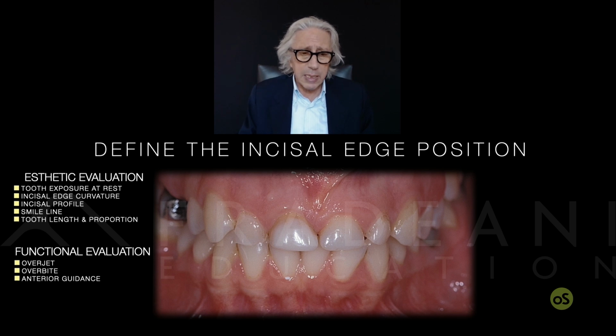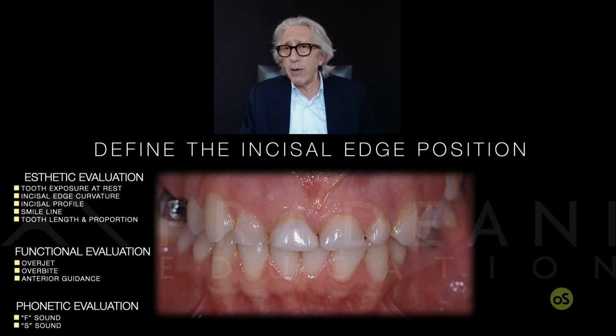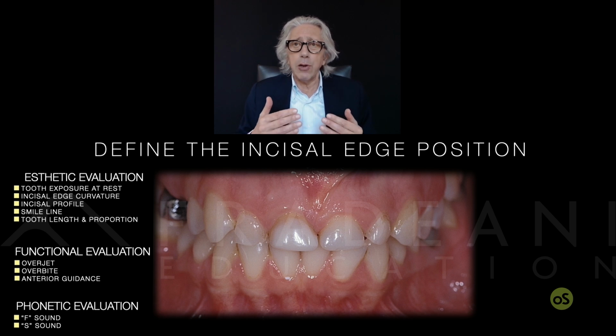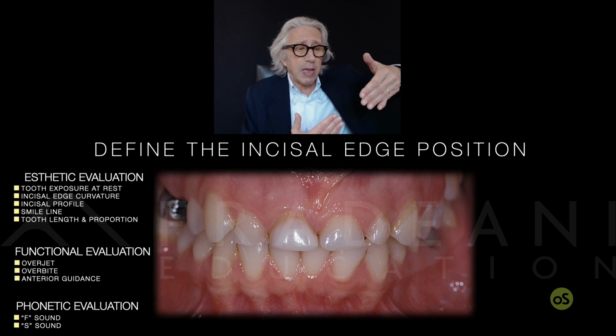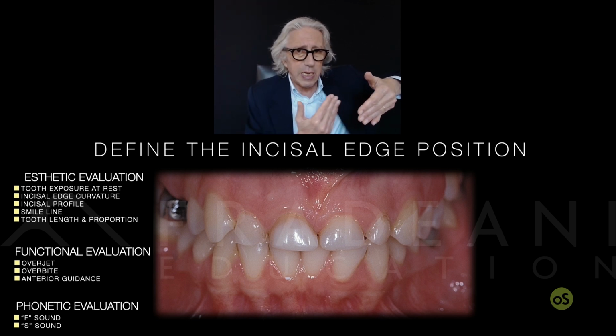Now, last but not least, we have the chance also to see the phonetic evaluation. We have discussed already the F sound. Again, we should stay within the vermilion border of the lower lip line, in the wet part of the lower lip. At the same time, with the S sound, we see if we have an anterior position of the mandible, or if the mandible stays under the position when you say 61, 62, 63. There are some people that say it one way, and some other people another way.